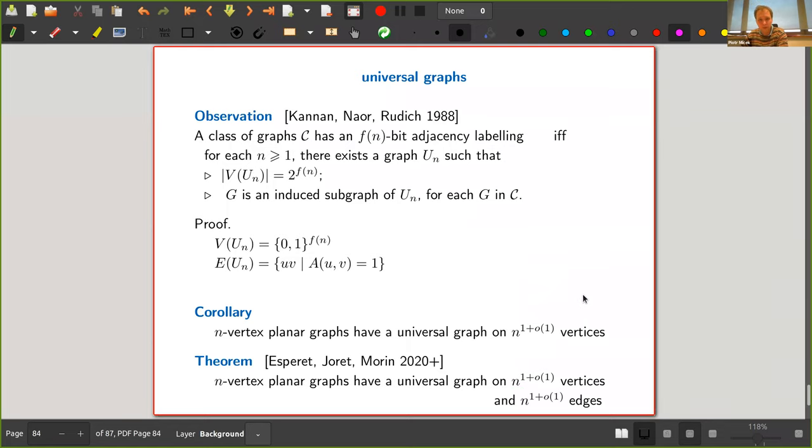There is a follow-up work that builds on it. So Louis, Gwen, and Pat proved that actually you can get down also the number of edges in the graph. Yeah, we don't discuss the edges of the universal graph here in our labeling scheme business, but you can do it. And it is also almost linear.